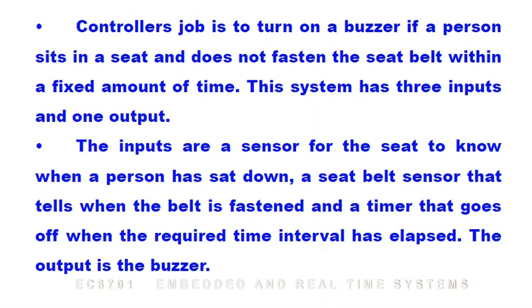Okay, the controller's job is to turn on a buzzer if a person sits in a seat and does not fasten the seat belt within a fixed amount of time. This system has 3 inputs and 1 output. The inputs are a sensor for the seat to know when a person has sat down, a seat belt sensor that tells when the belt is fastened, and a timer that goes off when the required time interval has elapsed. The output is the buzzer.